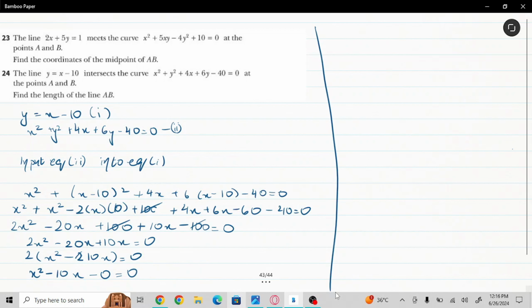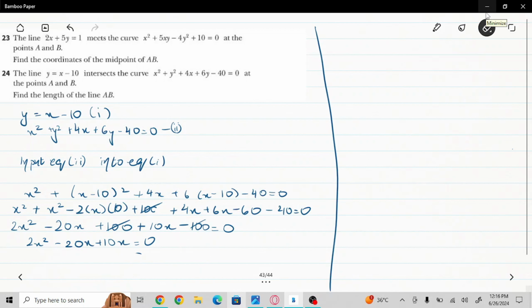Okay, let me just check the equation, x squared minus 10 and 0. Let me check this out. Yes, I'm having a problem. I think I've done some error in between. So x squared plus 4x minus 20x plus 10x is equal to 0. Okay, I got the error. The thing is, I did something wrong here.